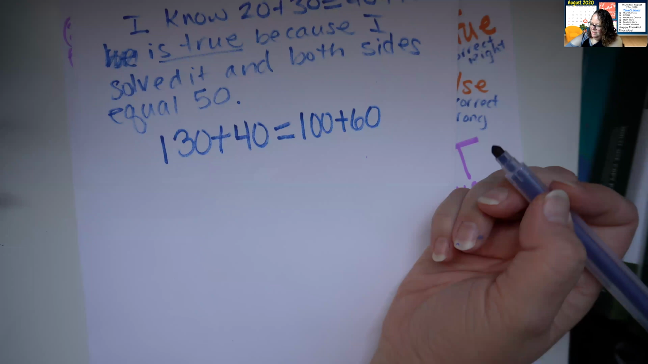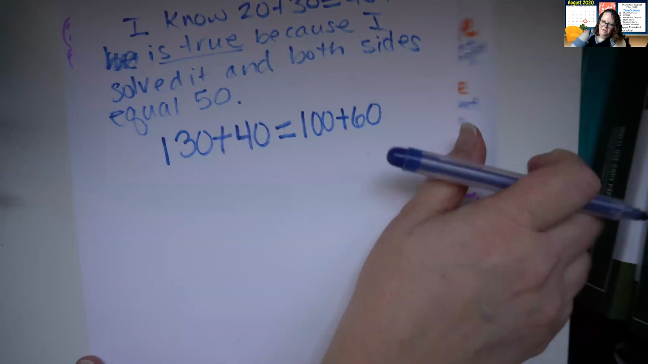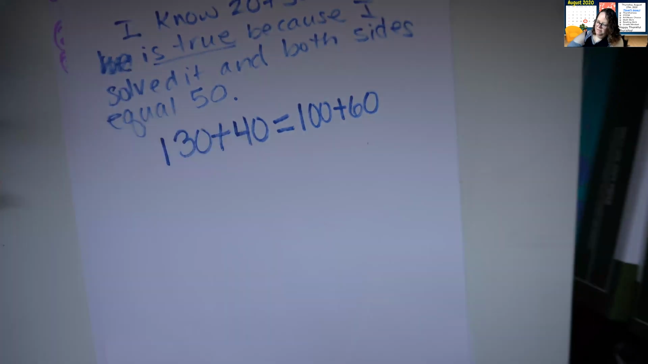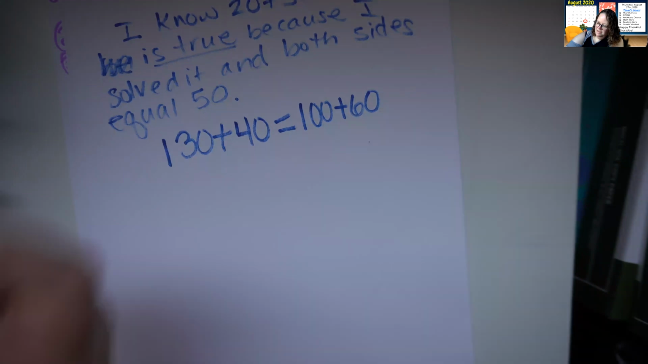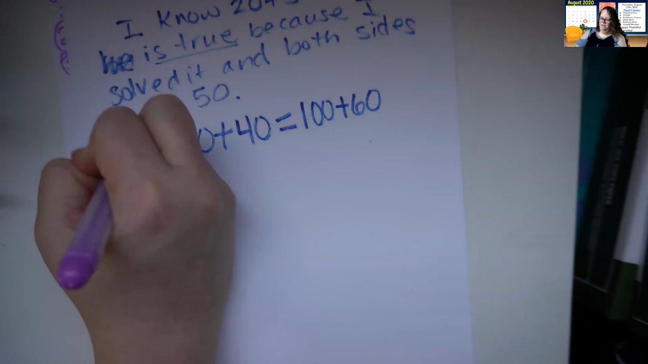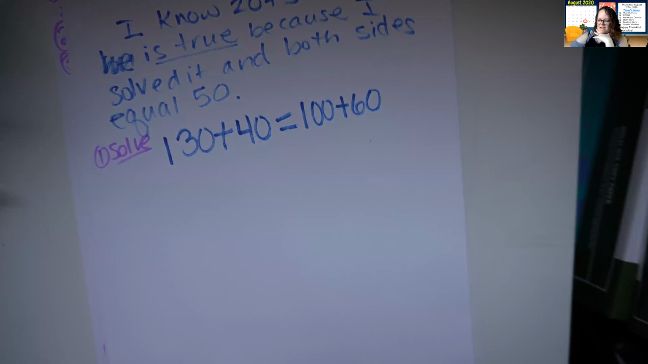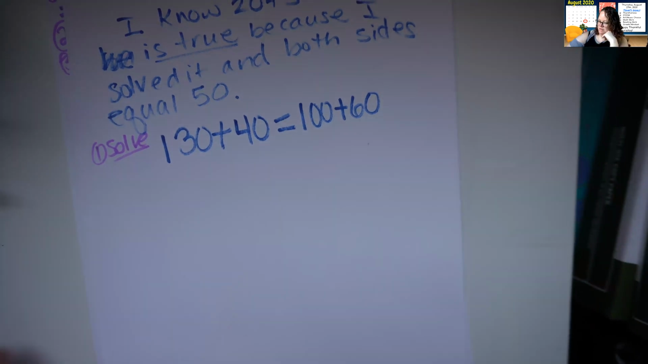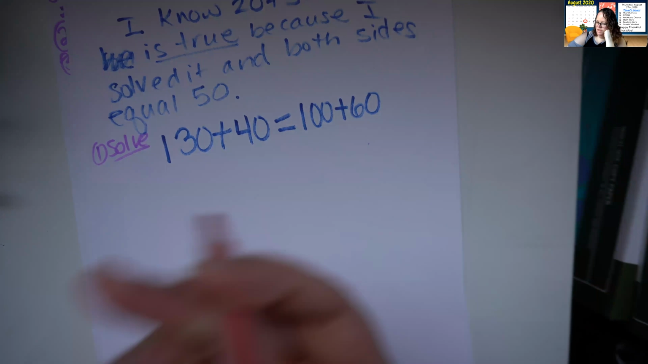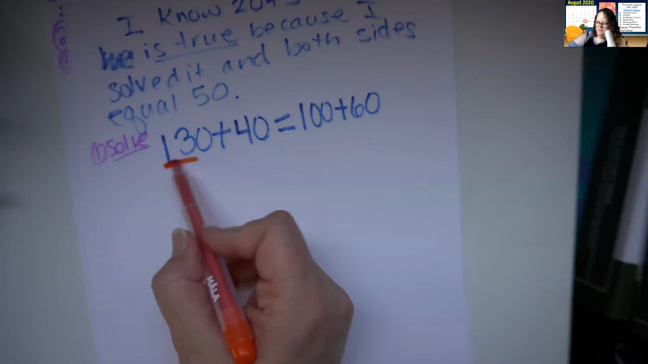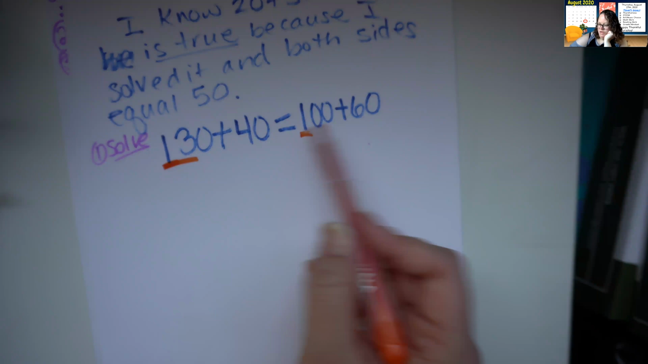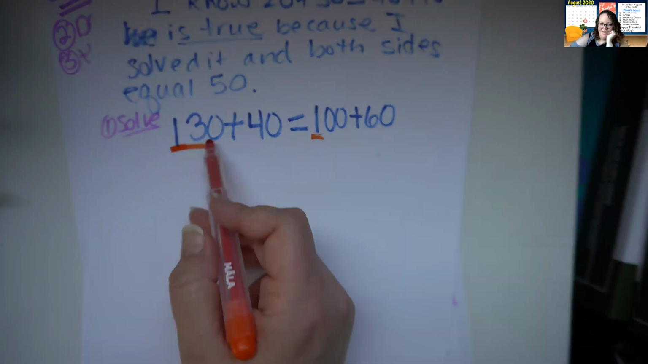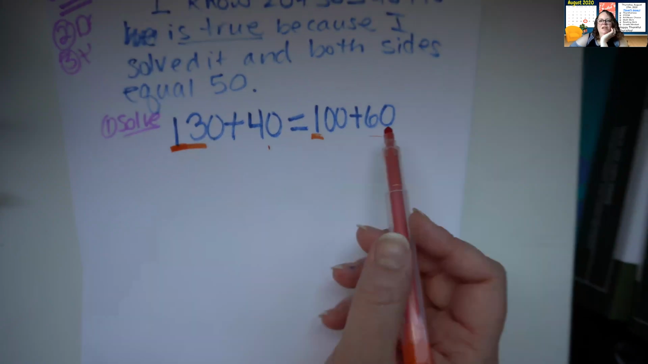Okay, so the first step is to solve it, right? Because I can look at this and I can see automatically, it does not have the same numbers on both sides. So use this color, right? There's 100 here, but the rest of it is not the same. I see a 30 and a 40 over here. I see a 60. So I have to actually solve this one.